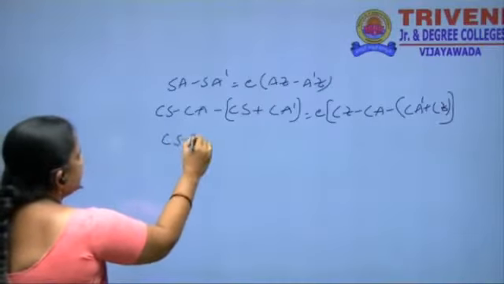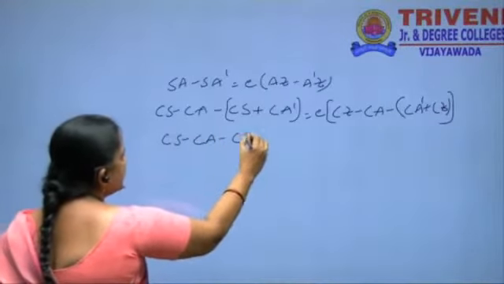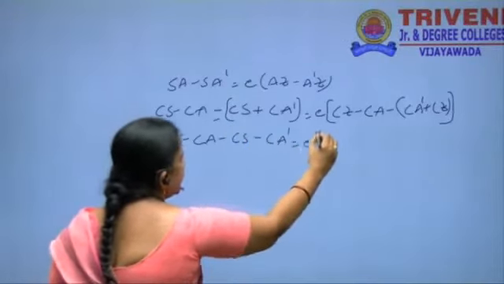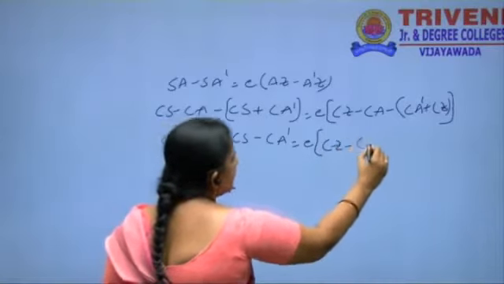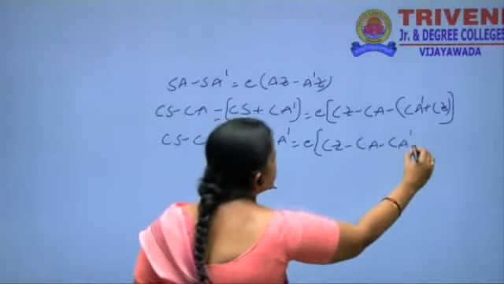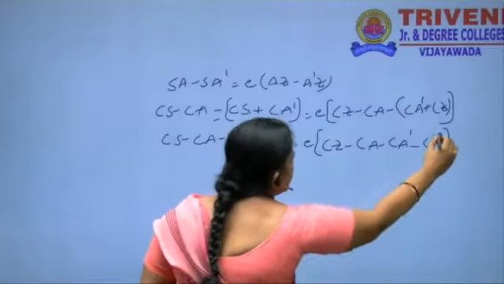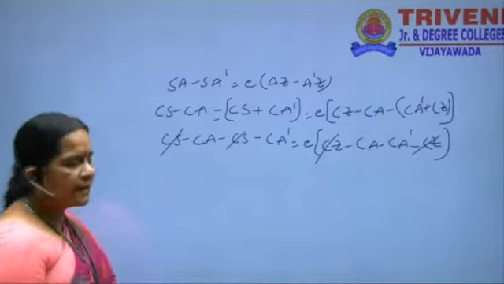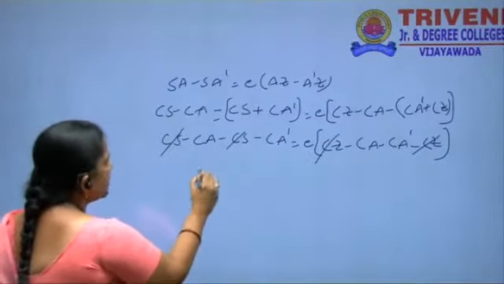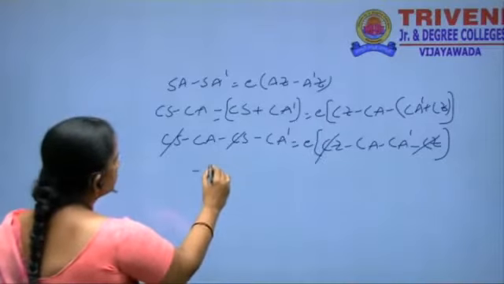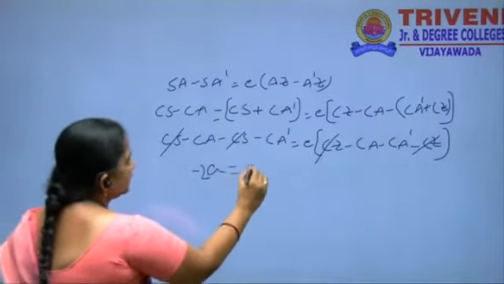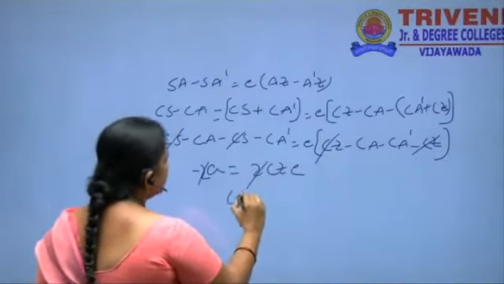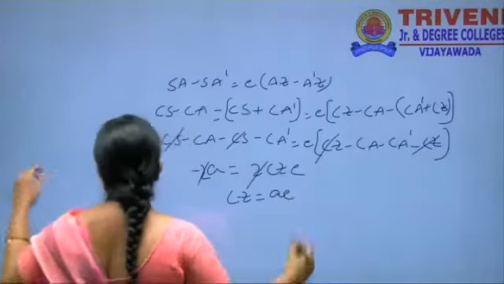That is CS minus CA minus CS minus CA dash equals E into CZ minus CA minus CA dash minus CZ. Here CZ gets cancelled. Here also CS gets cancelled. Here the value of CA is 2A is equal to 2CZE. Here the 2 gets cancelled. Then CZ is equal to A by E.